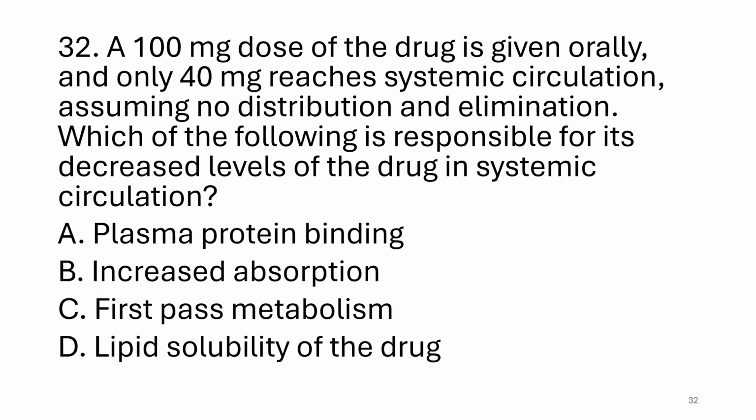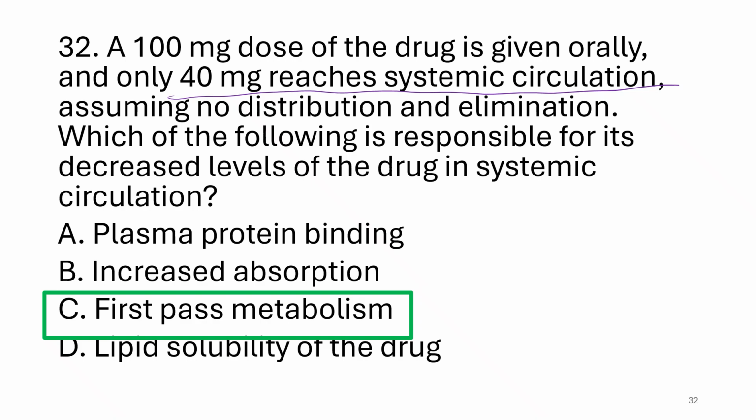Question number 32. A 100 milligram dose of a drug is given orally, and only 40 milligrams reaches the systemic circulation. Assuming no distribution and elimination, which of the following is responsible for the decreased levels of the drug in systemic circulation? This is mainly because of first pass metabolism. When you give a drug orally, this is the oral route of administration, right?